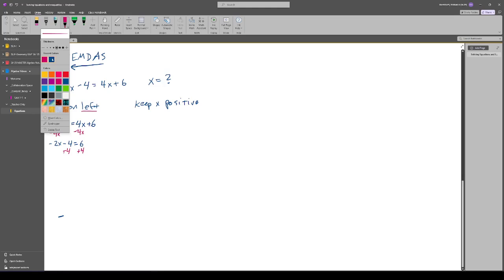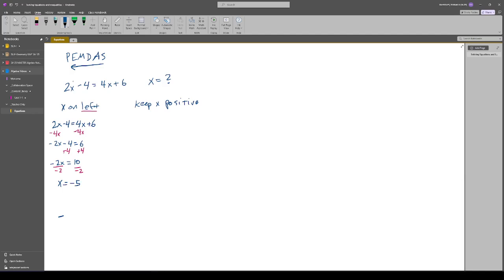And then I get negative 2x, the 4's cancel. And on the right I have 6 plus 4 is 10. Then as a last step, I need to divide by negative 2 because that's my coefficient of x, and it will make the x be by itself. And I get negative 5. So that's keeping all the x's on the left, and what that made me do was divide by a negative.